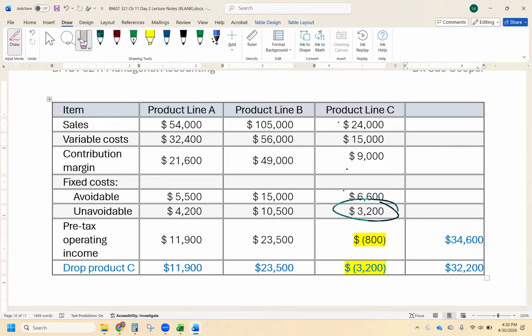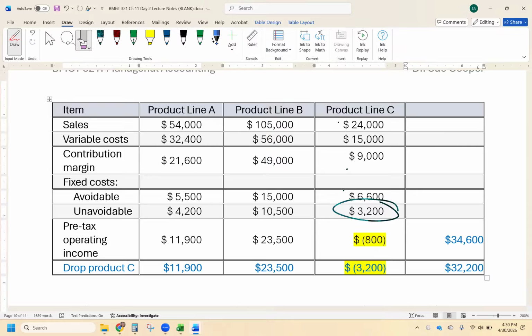Until that contribution margin is lower than the avoidable fixed costs, we have to keep it, because once that contribution margin is equal to the avoidable fixed costs, then it'll be the exact same as dropping the product line. So we gotta wait. We don't drop it when it's at negative 800. We don't drop it when it's at negative 1,000. We don't drop it until at negative 2,000. We don't drop this product until it's negative more than 3,200. So once that gets to negative 4,000, 5,000, 6,000, okay, then we drop it and it goes to 32.